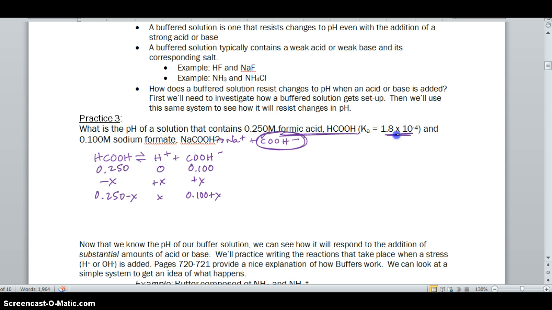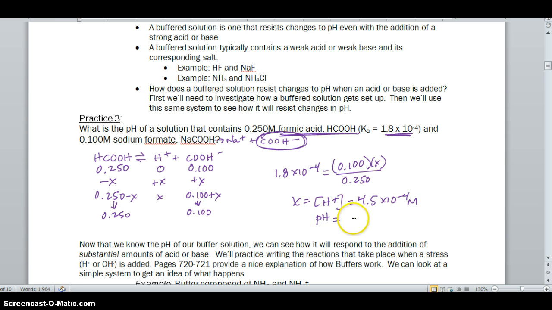So that K is small enough that we're going to assume this is 0.250 and this is 0.100 and call it a day. So 1.8 times 10 to the negative 4 equals 0.100 times x over 0.250. Again, avoid putting x squared because it's not x squared. X is equal to our H plus, and that comes out to 4.5 times 10 to the negative fourth molar. So to get our pH, minus the log of that, and it comes out to 3.3. Should have another sig fig there, but I don't have it handy.